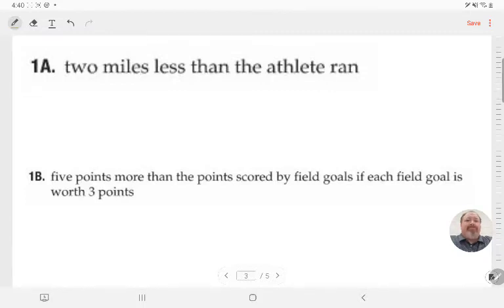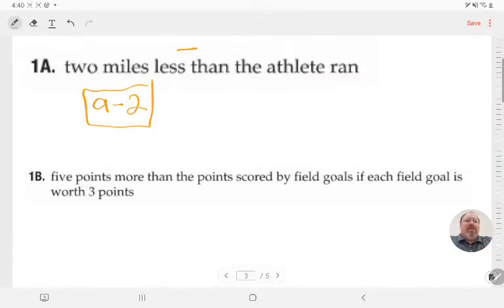All right, welcome back. So we have 2 miles less than the athlete ran. Okay? So we know that it's less than, so we're going to have a subtraction problem. And we know that it's 2 miles less than an athlete ran. So we could say athlete ran is a variable. We could say it's A. And we know it's less than 2. So A minus 2.